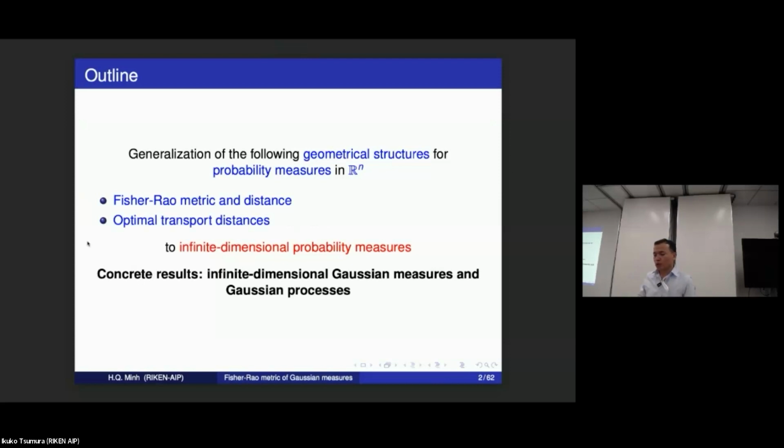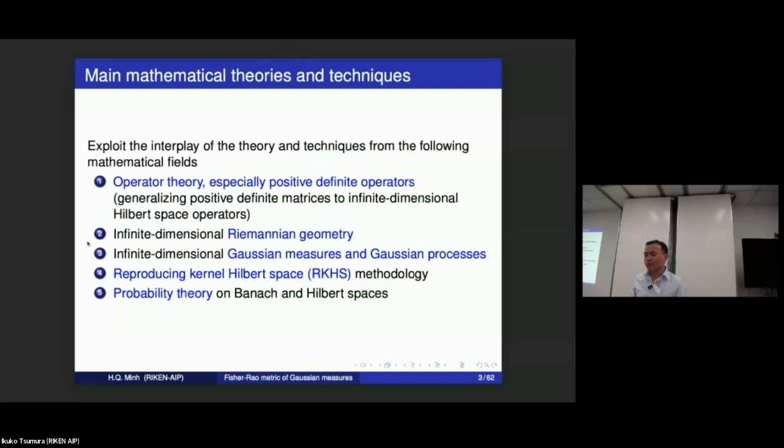Of course, infinite dimensional probability measures are very highly complex, so we just focus on the Gaussian setting. Because it's an infinite dimensional setting, we need to employ many techniques from functional analysis. It will involve the interplay of theory and techniques from various different mathematical fields.